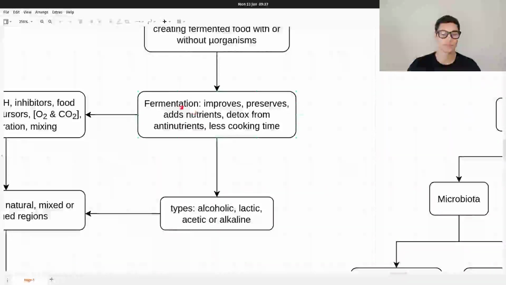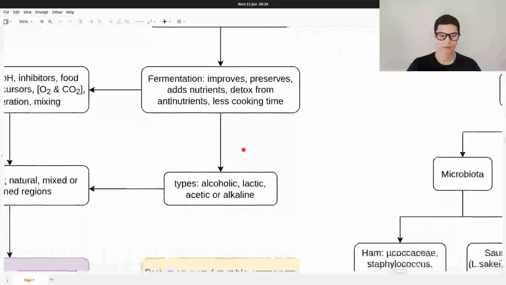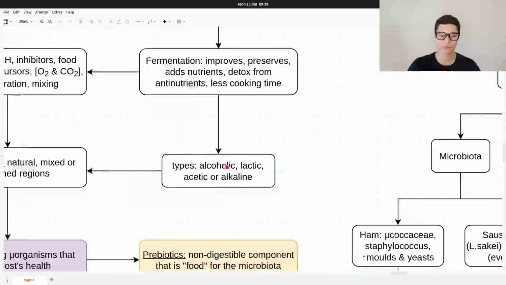The fermentation is used because it improves the taste, it improves the quality of the food, it also preserves the food, but it also adds nutrients to it because the bacteria add new components that they were not there previously. Then the fermentation also has a detox action on the anti-nutrients of the food, especially in veggies. And with fermentation, we need less time to cook our food. Types of fermentation, we have the alcoholic, the lactic, the acetic or alkaline fermentation. We're going to view them all in this video.